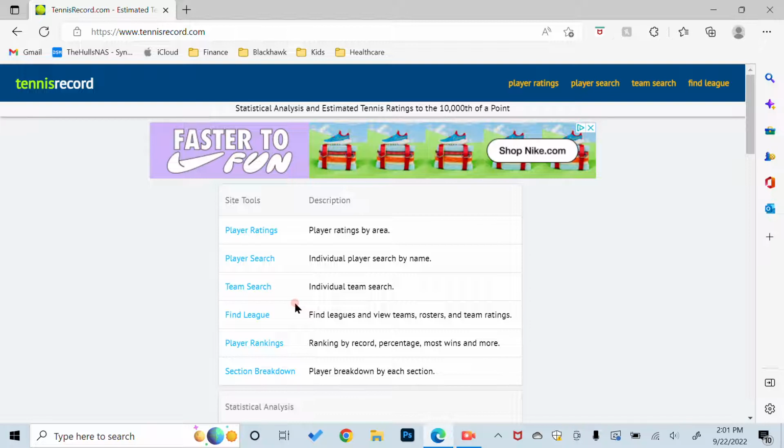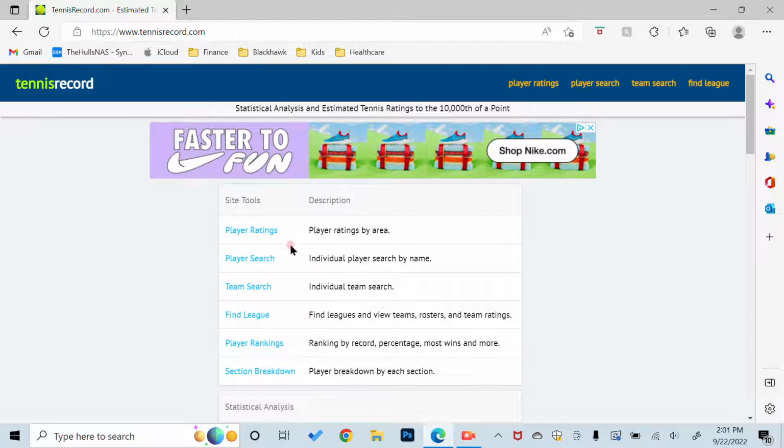It's also a really useful tool if you get bageled or if you lose 6-0, 6-0, to go on and take a look and see, oh, well, that player has a 90% win rate and they're probably going to move up next year because their dynamic rating is above what their current level is, right? So lots of different uses for it.